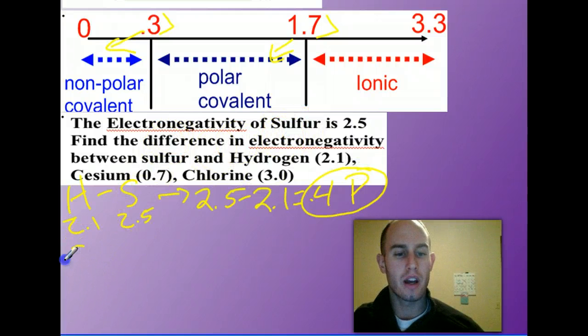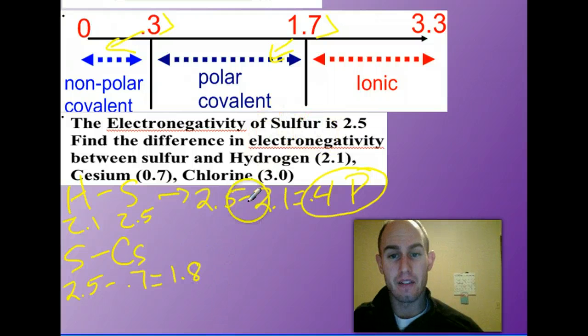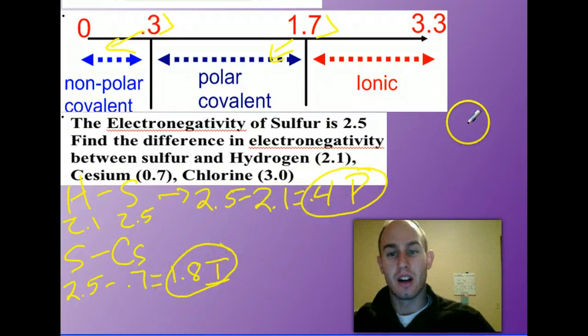Now, what if we compare sulfur and cesium? Again, cesium is going to be a 0.7. Sulfur is 2.5. We're going to subtract the difference here, and we're going to end up with a difference of 1.8. Again, that falls more into the ionic section. So it's a difference of 1.8, and it becomes an ionic bond.